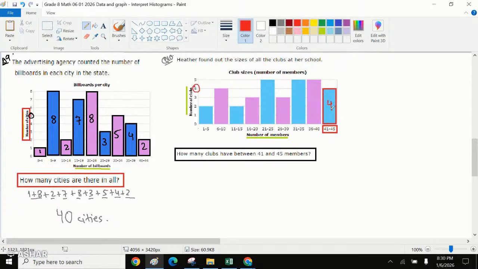It had 4. Agreed. So how many clubs have between 41 and 45? 3 clubs, right? Three clubs had between 41 and 45, right? So if I would add another part to this question, how many clubs are there in total? Right? This is a very common question.